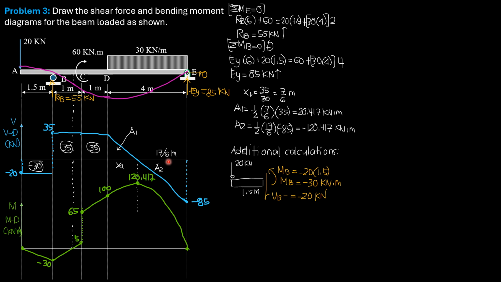So for area 1, because we can easily compute these areas here, negative 20 times 1.5 is negative 30. 35 times 1 is 35. So this is 1/2 of x1, 1/2 of 7 over 6 times 35, so positive 20.417 kilonewton meters. Area 2 is 1/2 of 17 over 6 times negative 85, so negative 120.417 kilonewton meters. So these are additional calculations for checking.